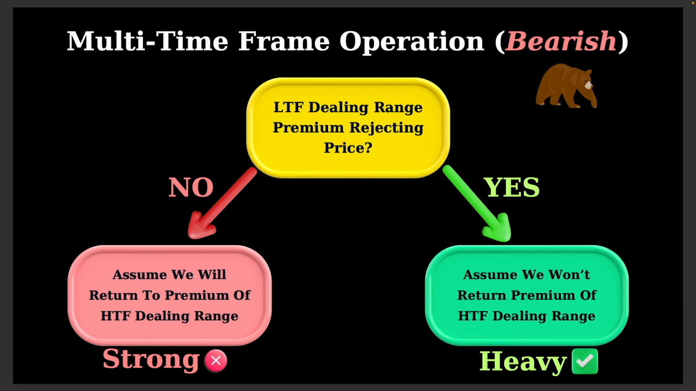If those key reference points in a premium of the 1-hour dealing range do in fact act as resistance and push price down like we want to see because we are bearish, then we're going to assume that we're not going to return to a premium of the higher time frame dealing ranges, and that any PD arrays that have not been delivered to in those higher time frame premium dealing ranges should be breakaway gaps. And that's what we would want to see best case scenario if we were bearish, because that would mean that we're heavy, price is weak, we should expect lower prices.